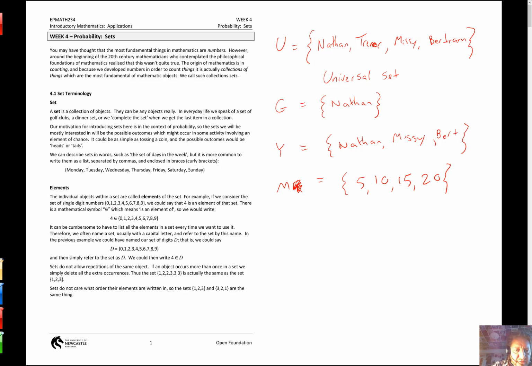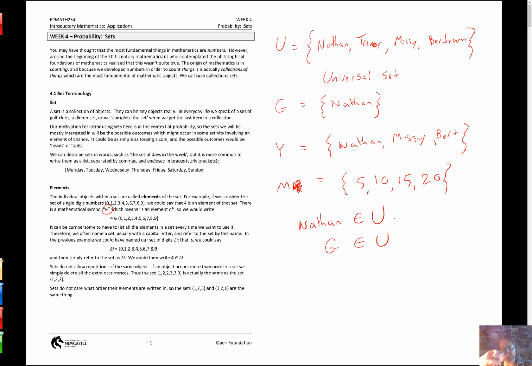Now, we've got a few different symbols. There's a symbol we need to know. This funny looking E thing just means is an element of. I think of it like an E for element. I could write the statement that Nathan is an element of the universal set. Do you agree that Nathan is one of the elements in the universal set? Yeah, totally. I could also get more technical and write G is an element of the universal set.